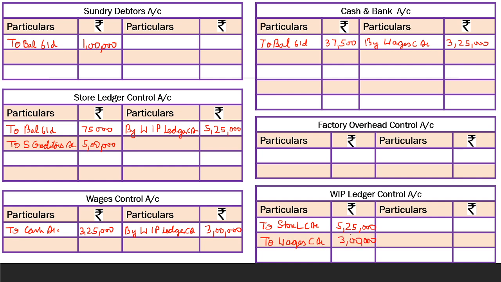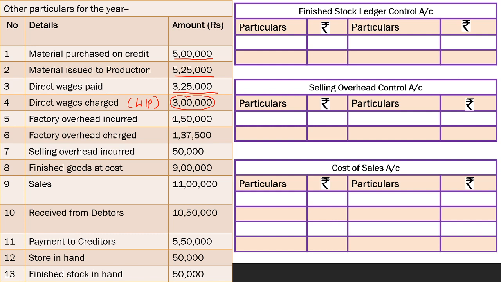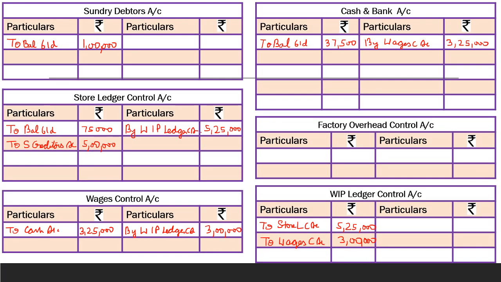Our next transaction is factory overhead incurred 1,50,000. Now factory overhead incurred means payment of factory overhead. So our entry is factory overhead account debit to cash account, and in case of charging of factory overhead, they are charged from WIP ledger control account or production department. So we do the ledger posting. First we do the ledger posting of payment of factory overhead.